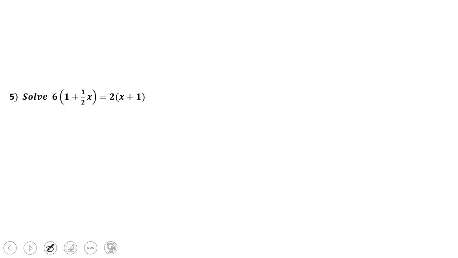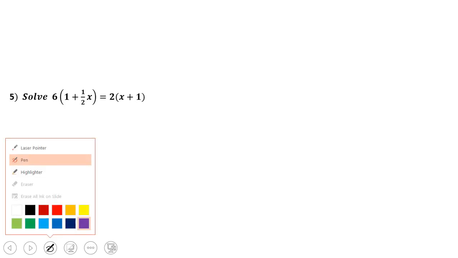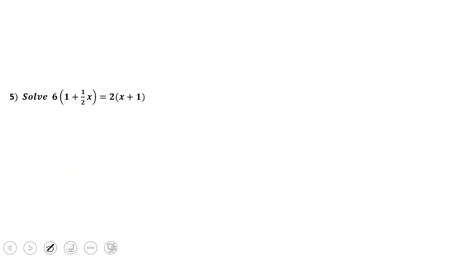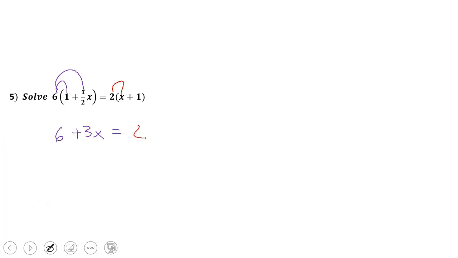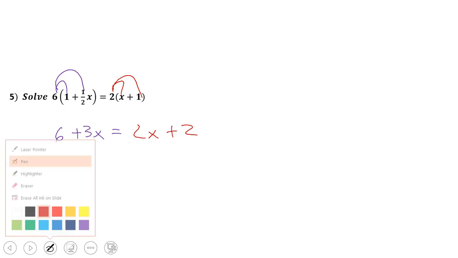So the first thing we need to do is eliminate the parentheses. We're going to simplify, just get rid of them. So 6 times 1, that's 6. 6 times 1/2, that's 3. So 6 times 1/2 x is 3x. We're done with that side. Equals 2 times x is 2x. And 2 times 1 is 2. Already it looks a lot more manageable, simply by eliminating the parentheses and doing what we know how to do.